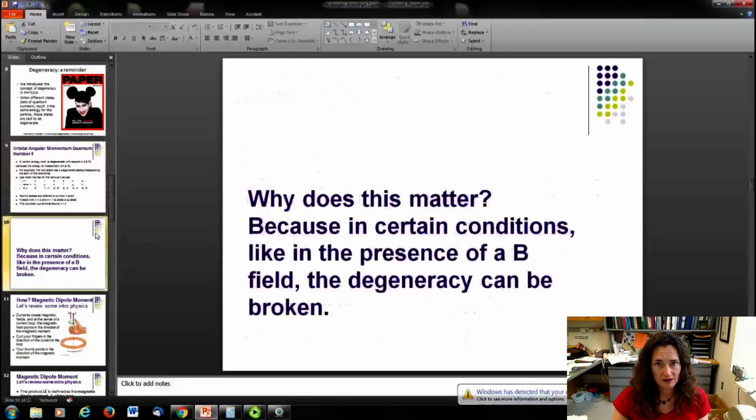Now, you might be thinking, okay, I'm still not seeing why this is important. So there's degeneracy, and there's the z component of angular momentum. Why do we care? Well, it turns out that in certain conditions, like in the presence of a magnetic field, especially a strong magnetic field, you can lift that degeneracy. The degeneracy is broken, and the different values of ml will actually split into different energy levels, and you can see this in the spectra of atoms. That's kind of cool, and we're going to describe why.